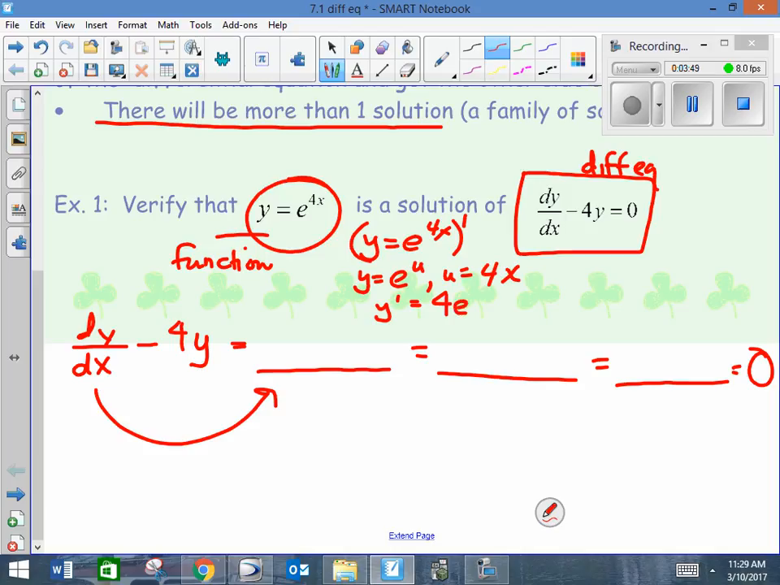4 e to the 4x. Because it's 4 e to the u. Let me do it in order here. Take the derivative of e to the u, which is e to the u. Derivative of 4x, which is 4. So 4, replace your u, that's your chain rule. Okay? So I'm going to replace that with right here.